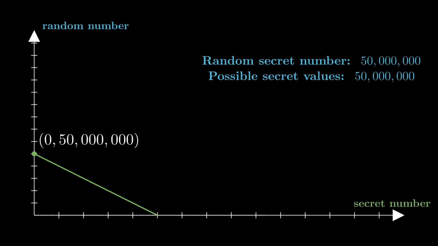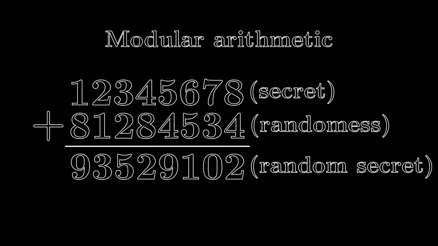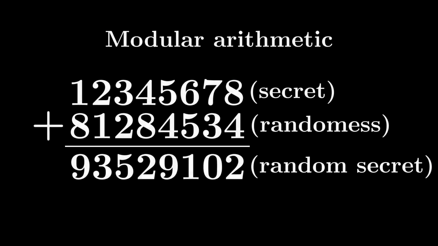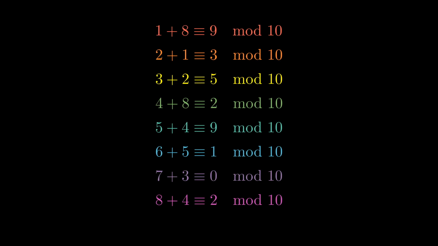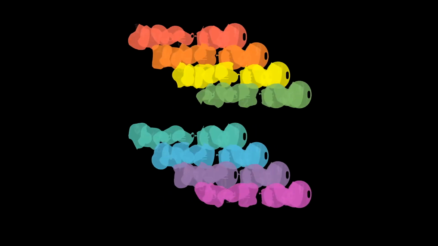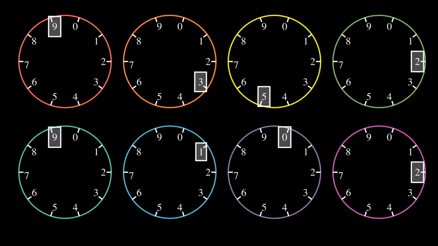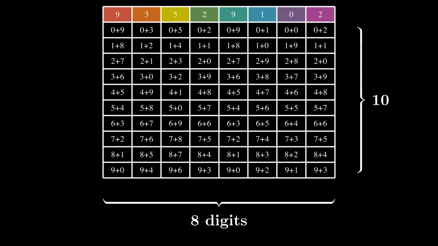compared to modular arithmetic. Let's try to visualize how using modular arithmetic makes it harder to brute force the secret. When we add the secret and the random number using modular arithmetic, we basically have 8 independent equations instead of just a single one. In order to plot this, we will have to use 8 clocks. Each clock can have 10 different combinations that can give us the respective sum of each equation.